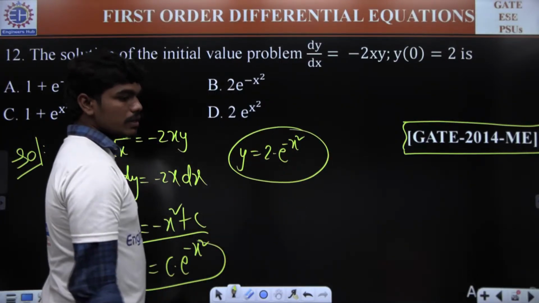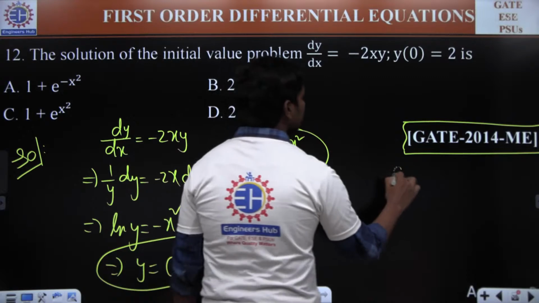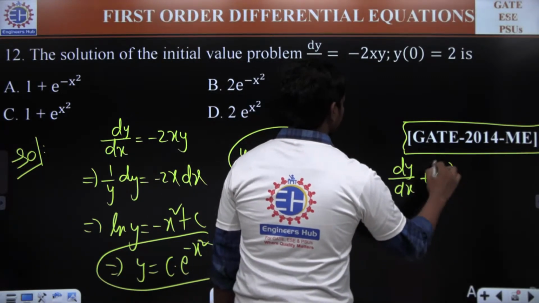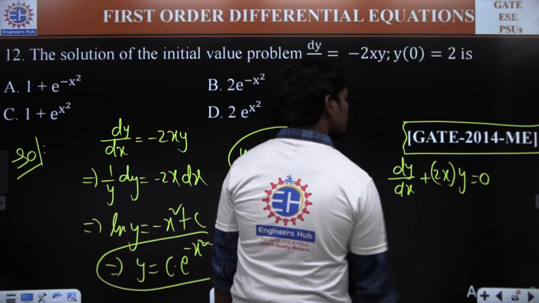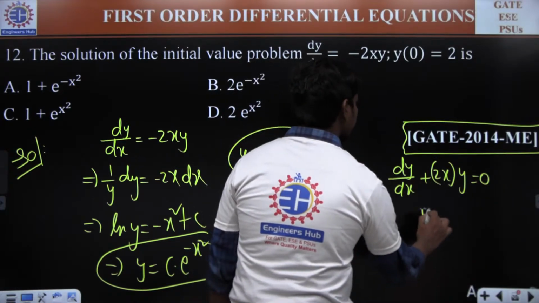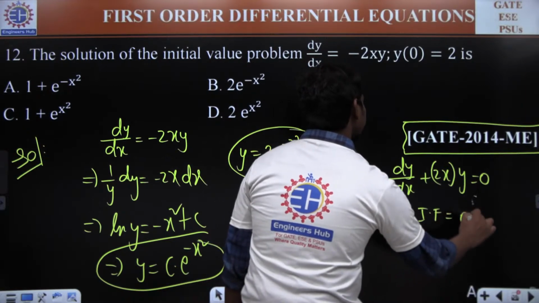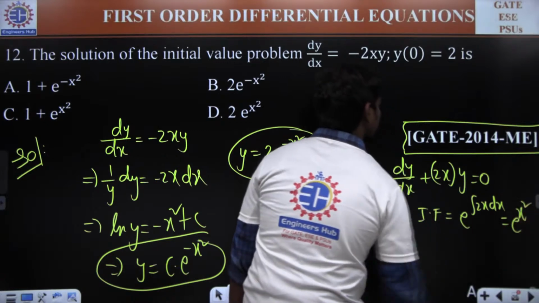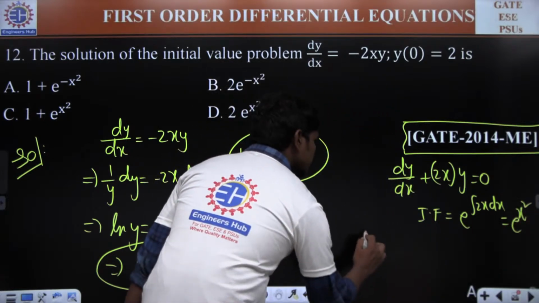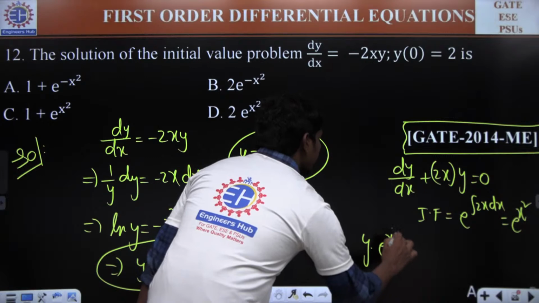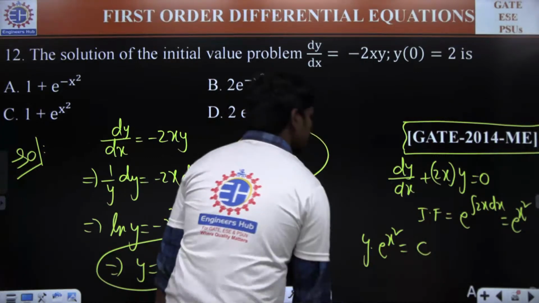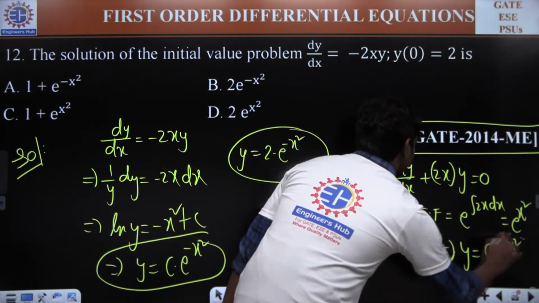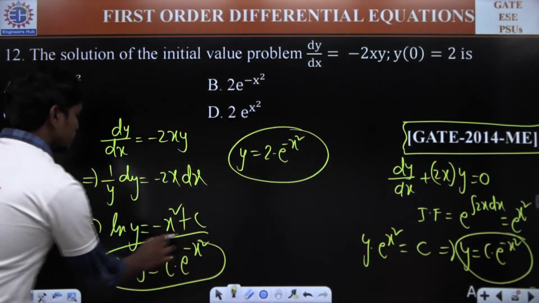Option B. Similarly, if you solve it using the Leibniz method, your equation looks something like this: dy by dx plus 2x y is equal to 0. So q is equal to 0. Directly, integrating factor is e power integral 2x dx, which is e power x square. So the solution is y into integrating factor is equal to 0 plus constant. So y is equal to c into e power minus x square. And if you see this solution and this solution, both are the same.